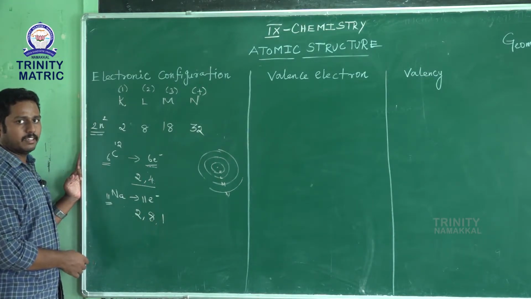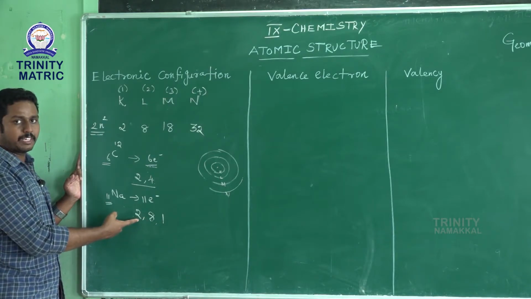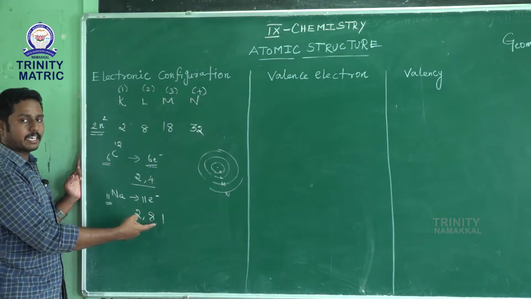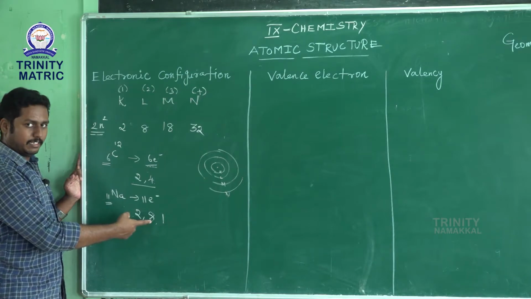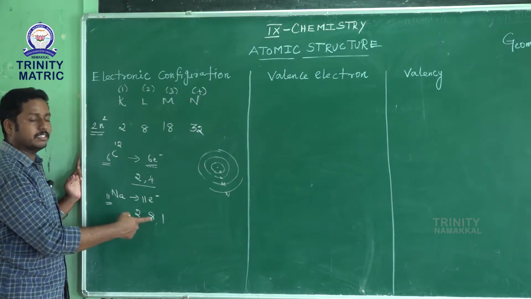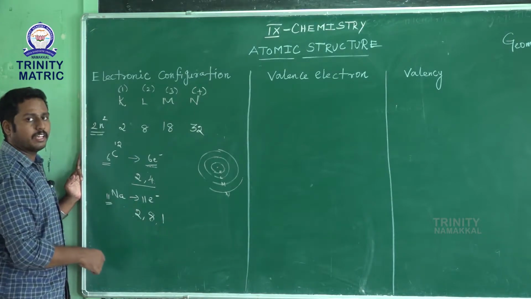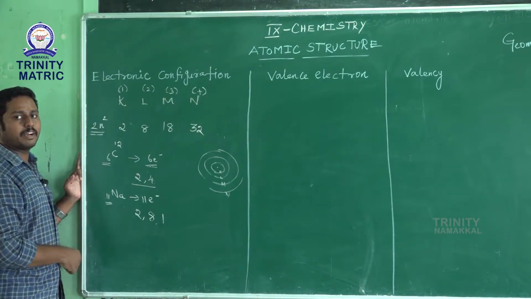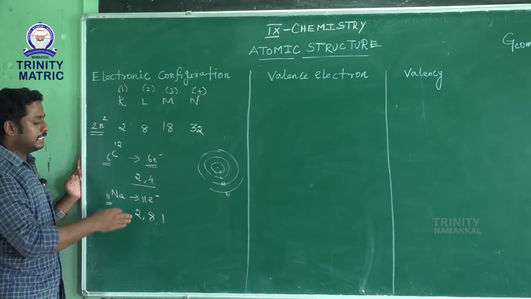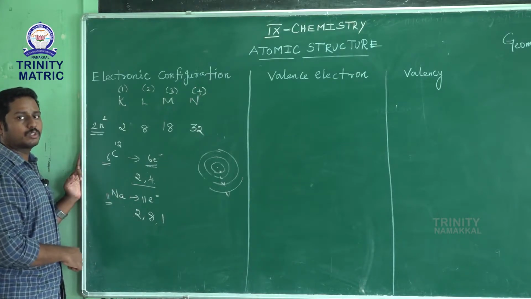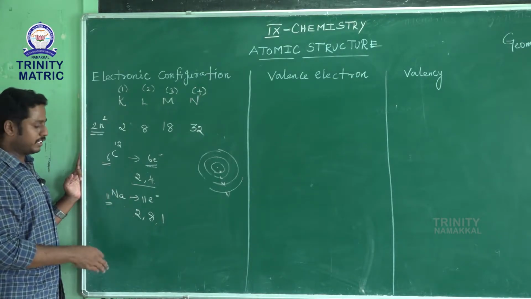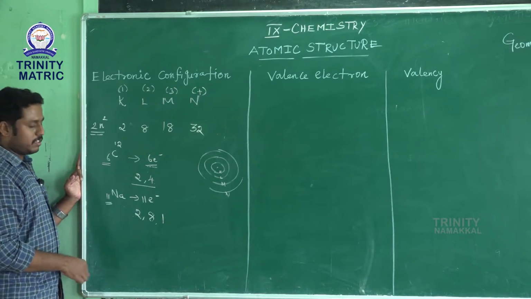Able to understand? The first 2 electrons enter into the K shell, the remaining 8 electrons enter into the L shell. Totally I have filled 10 electrons, remaining I have 1 electron. That electron enters into the M shell. So 2, 8, 1 is the electronic configuration for the sodium atom. Next we will see another example.